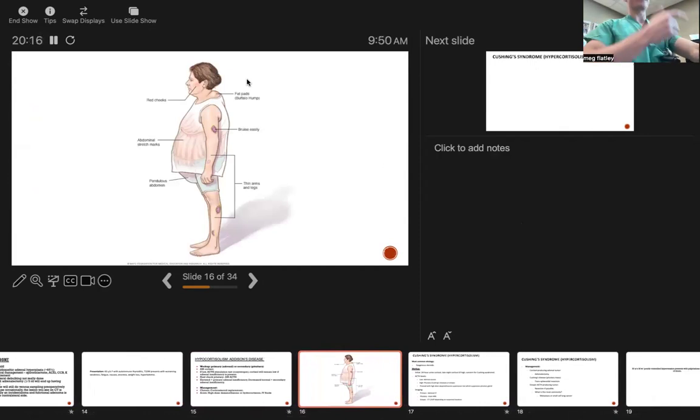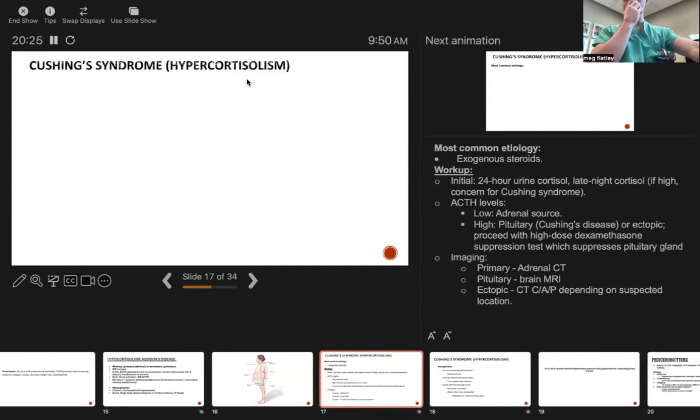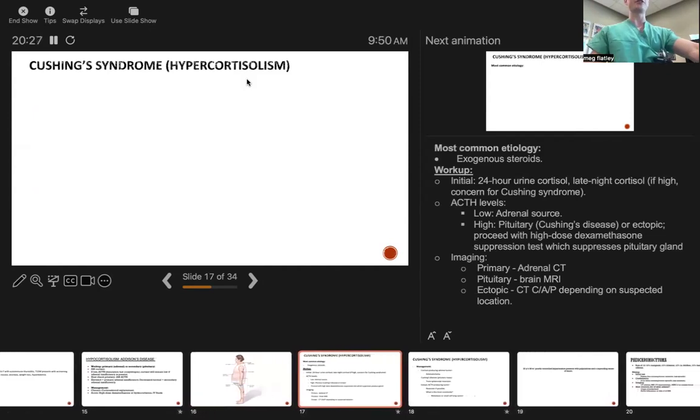So anyways, that's a cushingoid patient. They got the buffalo hump. They bruise easily. They got the striae. They have a pendulous abdomen. All the stuff. What's the most common etiology of Cushing syndrome?